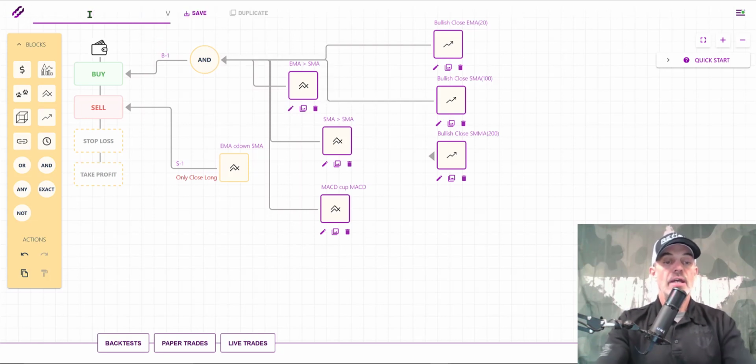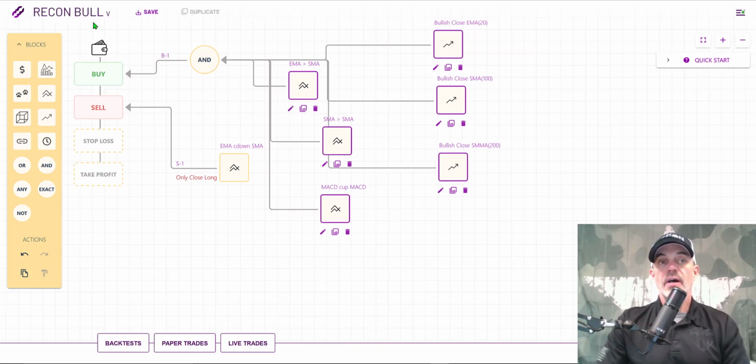And I need to name the strategy, and in this case we'll just call it Recon Bull. And as you can tell, the reason for the name Recon Bull, this particular strategy is intended for a bullish market, which we're currently in. And so if the market was to turn bearish, this strategy would most likely be obsolete. Okay, so now we have that all configured. We've named it. We click Save.